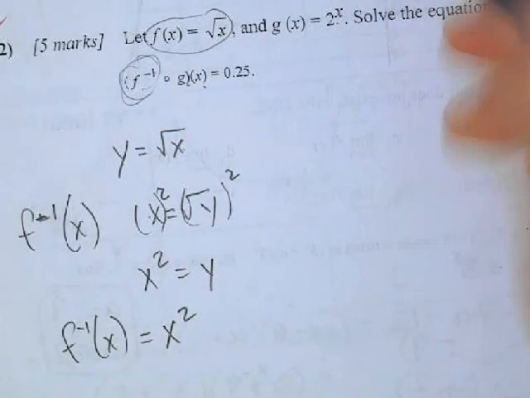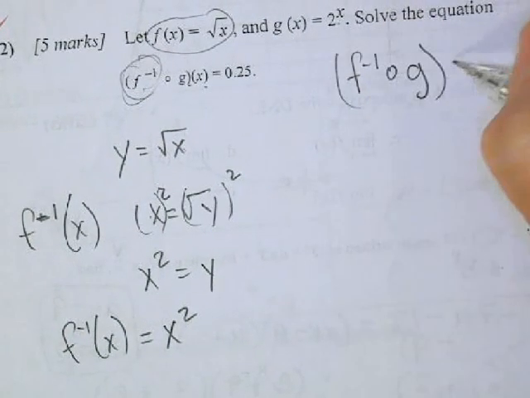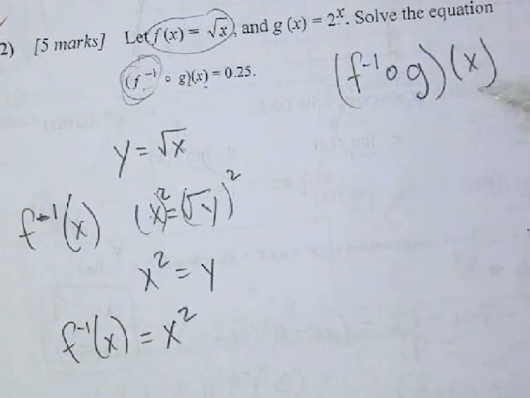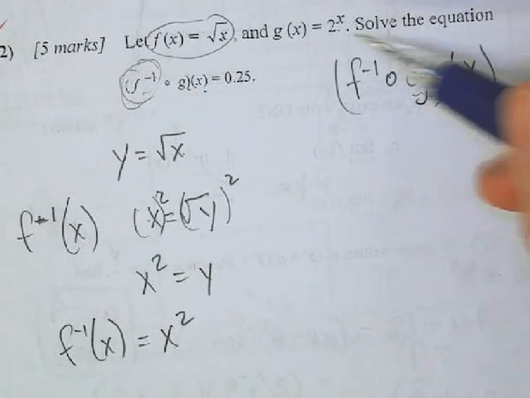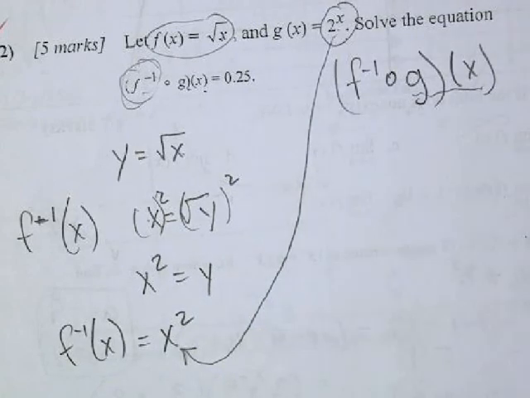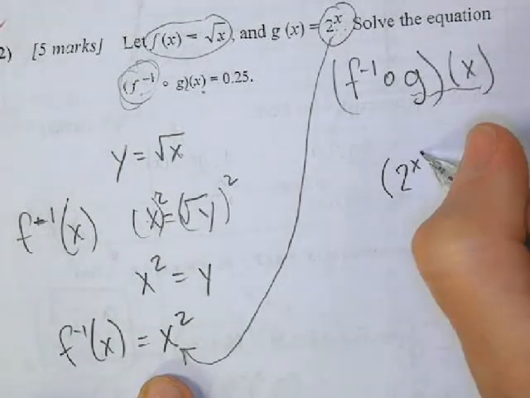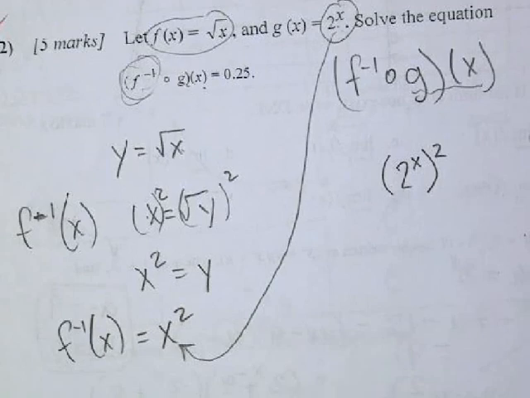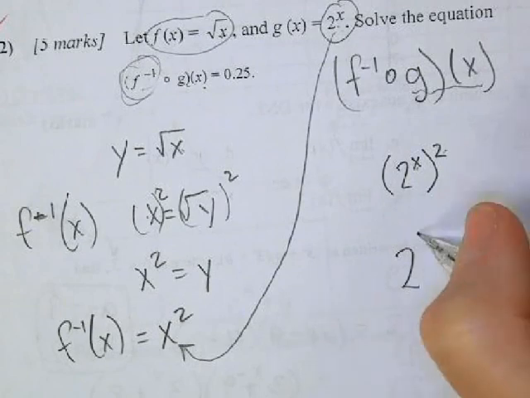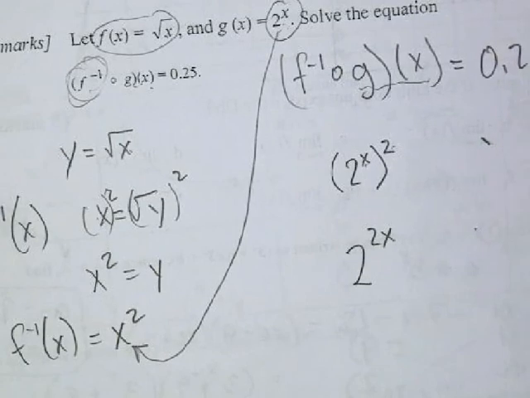So now I'm going to do my composite. F negative 1 composite with g of x. I want to do my composite function next. So the one that's closer to the x is the one I start with. So I start with 2 to the x, and I'm going to place that in for x in my inverse function. So here, instead of x, I'm going to write 2 to the x, and then I'm going to square it. Notice I have a power on a power, so I can simplify that. So that's equal to 2 to the 2x. Now, they tell us that this whole thing equals 0.25. So this equals 0.25.